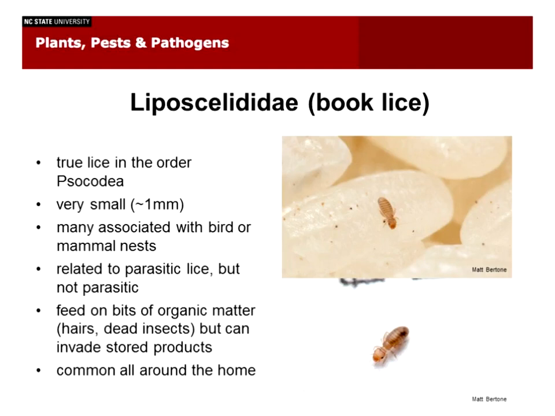They feed on bits of organic matter, hair, dead insects, but can invade stored products. They're also common in moldy and mildewy areas. They call them book lice because old books get very mildewy, and they'll be feeding on it, scraping the spores and the mildew from there. Basically, they've got little tiny kind of forks in their mouth that they use to scrape up little bits of organic matter, or feed on dead insects and hairs and feathers and things like that. And they're common all around the home.